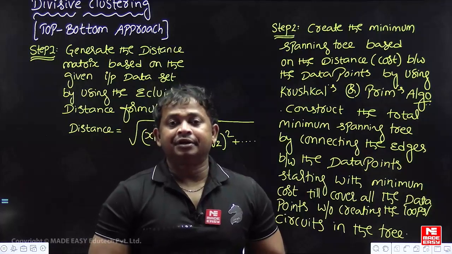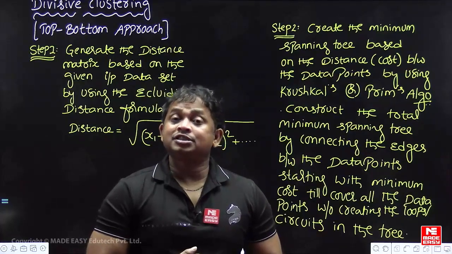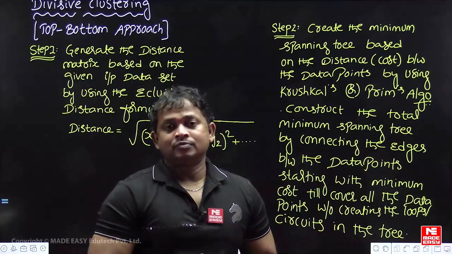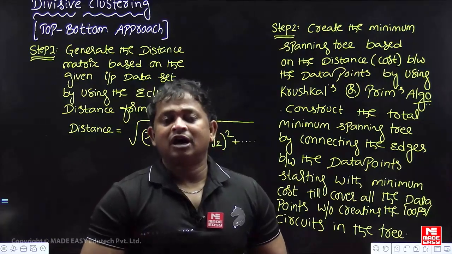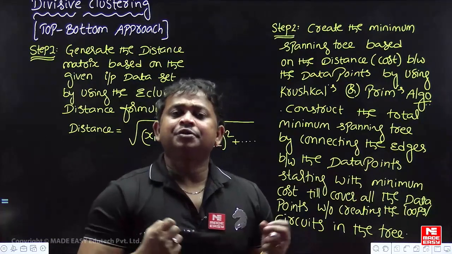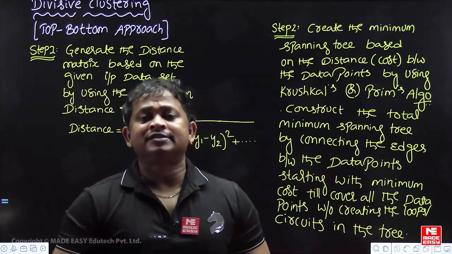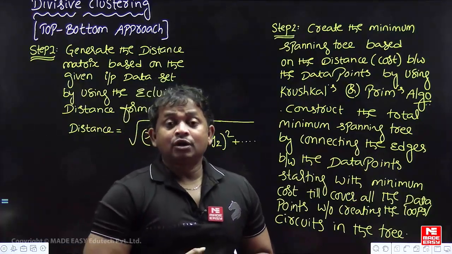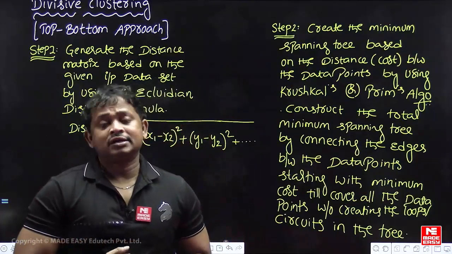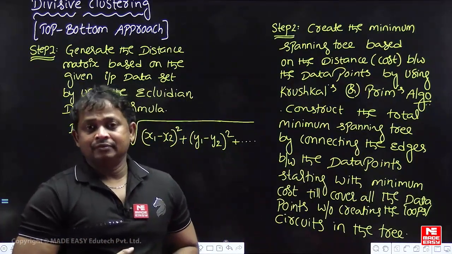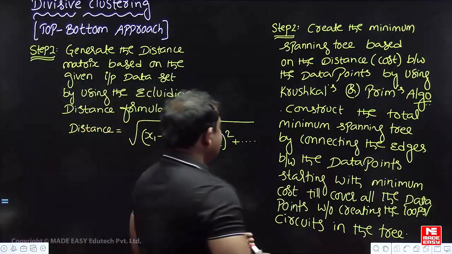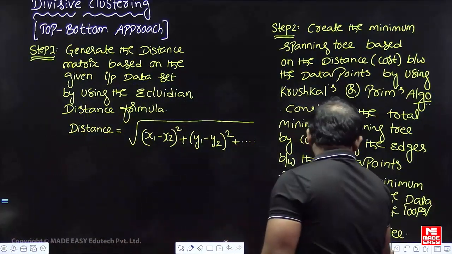After arranging the pairs of the distance matrix into ascending order, we are going to construct the total minimum spanning tree by connecting the edges between data points, starting with the minimum cost or minimum distance, and continue this process until all the data points are participated without creating loops or circuits in the tree. Okay, this is step 2. Now, step 3.